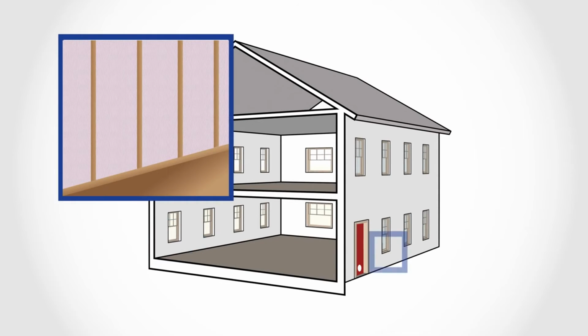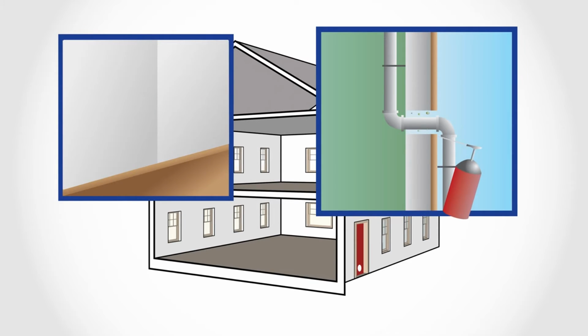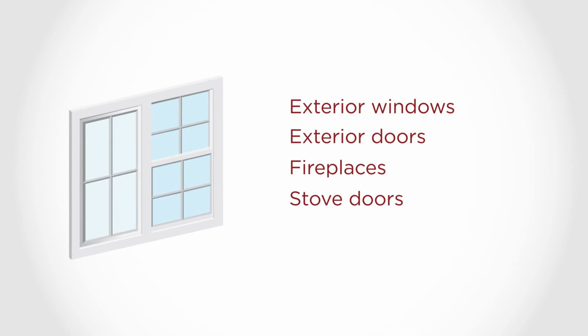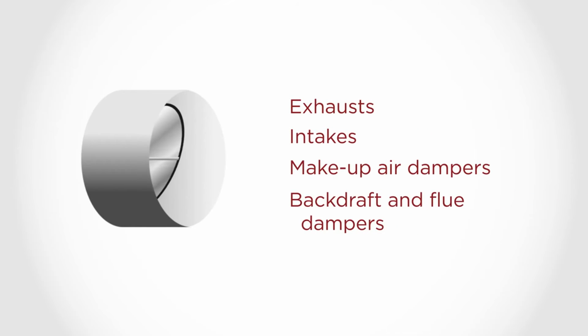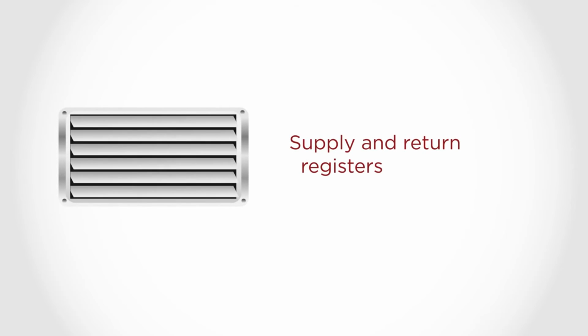The blower door test used to comply with the law must be performed when the structure is complete, including all drywall installed and all penetrations properly sealed, and all HVAC systems are installed. During the blower door test, exterior windows and doors, fireplaces, and stove doors must be closed but not sealed. All exhausts, intakes, makeup air dampers, backdraft, and flue dampers must be closed but not sealed. Heating and cooling systems should be turned off. Supply and return registers must be open.